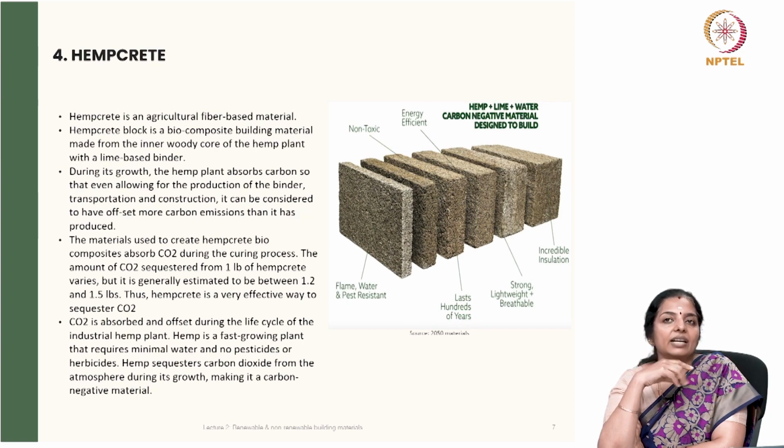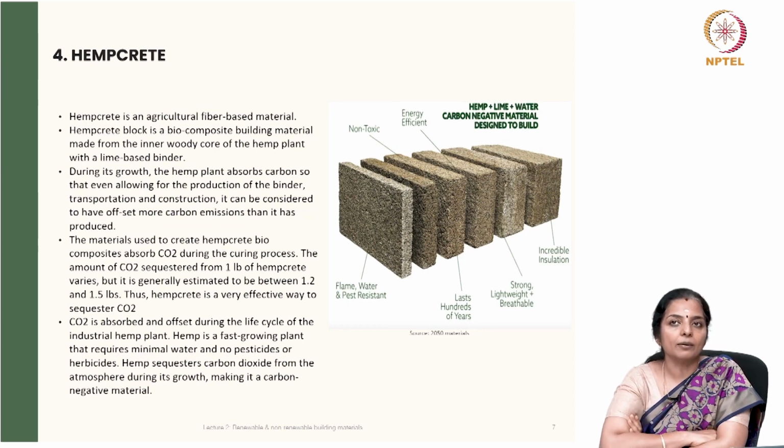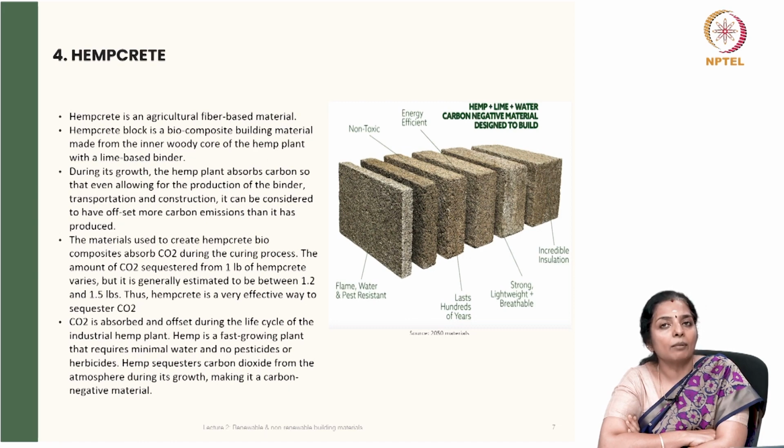During its growth, the hemp plant absorbs carbon so that even allowing for the production of the binder, transportation and construction, it can be considered to have offset more carbon emission than it has produced. The materials used to create hempcrete biocomposites absorb carbon dioxide during the curing process because it contains lime. The amount of carbon dioxide sequestered from 1 pound of hempcrete varies, but it is generally estimated to be between 1.2 and 1.5 pounds. Thus, hempcrete is a very effective way to sequester carbon dioxide.